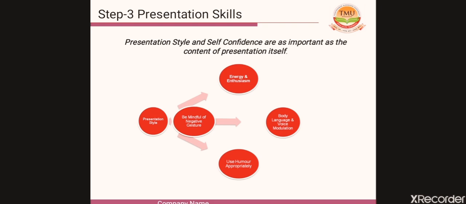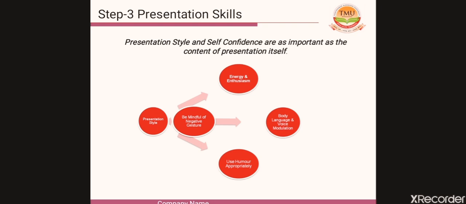That is very important. And equally important is voice modulation. You need to know where to take a pause and where to put emphasis, so that your audience is getting your idea exactly as you want to deliver. Next, you should use humor appropriately and wherever it is needed, and you should be mindful of the negative gesture, because it happens sometimes that your audience is not giving you the favorable response which you are expecting from them.